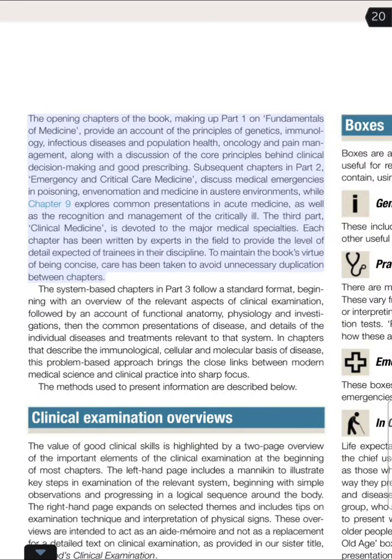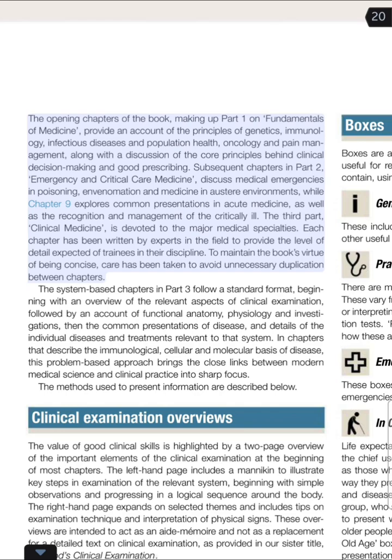Subsequent chapters in Part 2, Emergency and Critical Care Medicine, discuss medical emergencies in poisoning, envenomation and medicine in austere environments, while Chapter 9 explores common presentations in acute medicine, as well as the recognition and management of the critically ill. The third part, Clinical Medicine, is devoted to the major medical specialties.